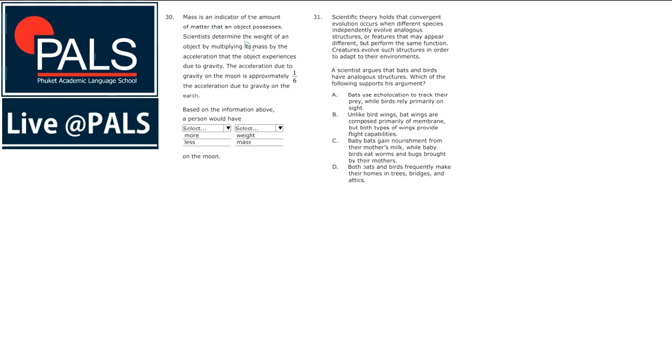Okay, let's check this again. Let's read the important bits. Mass is an indicator of the amount of matter that an object possesses. So the amount of matter, whether you're on Earth or the Moon, the amount of matter in you is the same. So that doesn't change.